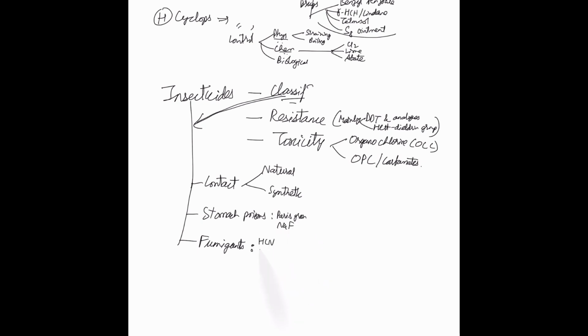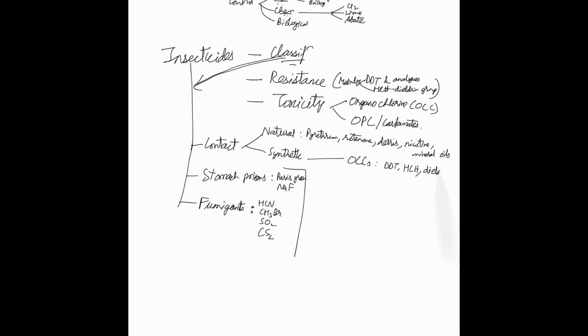So contact insecticides are natural and synthetic, stomach poisons, and fumigants. Under fumigants, we have hydrogen cyanide, methyl bromide, sulfur dioxide, and carbon disulfide. Stomach poisons, Paris green and sodium fluoride. Natural, we have pyrethrum, rotenone, derris, nicotine, and mineral oils. Synthetic, we have organochloride compounds and organophosphate compounds. Organochloride compounds are DDT, lindane, dieldrin, and methoxychlor.